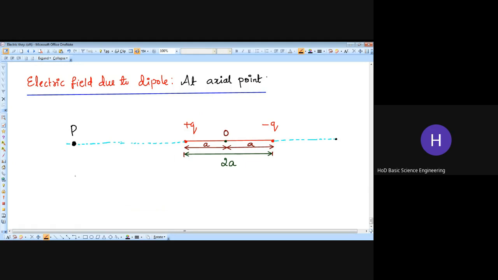So what is the distance of that point P from the center? You can name that distance as r. The distance of point P from the center of the dipole, or midpoint of the dipole, this particular distance, I will name as small r. Small r is the distance of point P from the midpoint of the dipole.